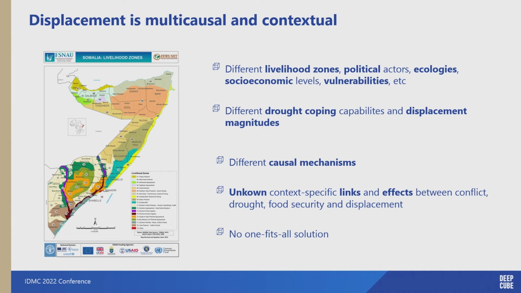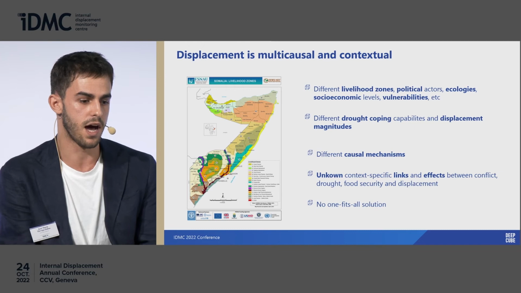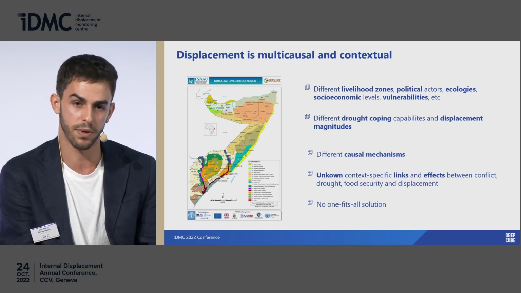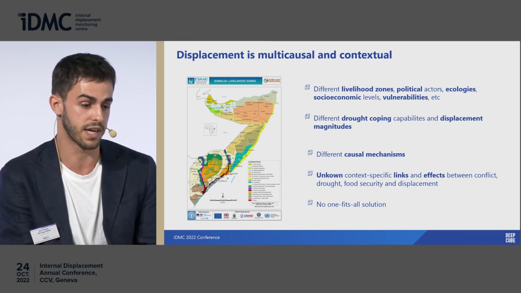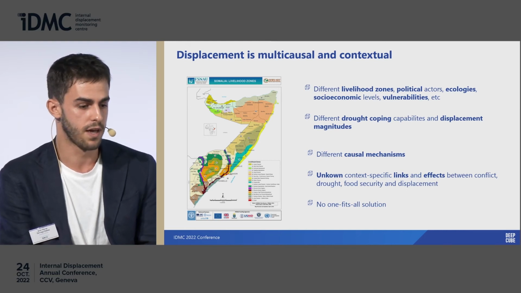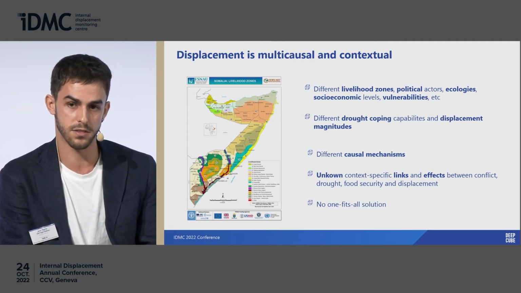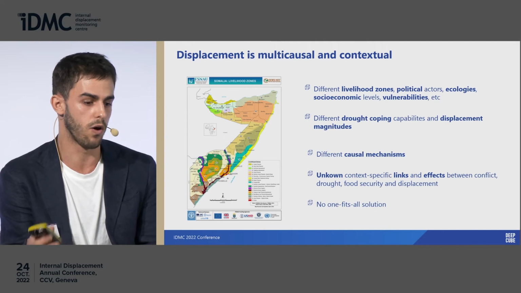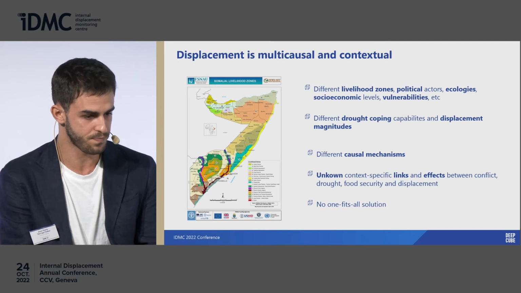Particularly in Somalia, we have different livelihood zones, mixed livelihoods, different political actors, insurgent groups, ecologies, socioeconomic levels, and overall different vulnerabilities, which translate into different coping mechanisms. Throughout the country, we also see different displacement magnitudes. So what we can infer is that we have different causal mechanisms in place that we need to address. However, these links are mostly unknown on the quantitative level, and what we cannot expect at all is a one-size-fits-all solution, one model that can explain drought displacement across the whole country.